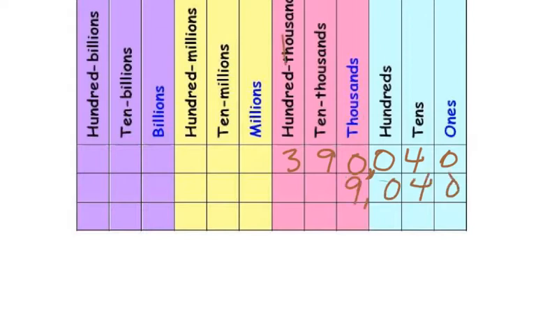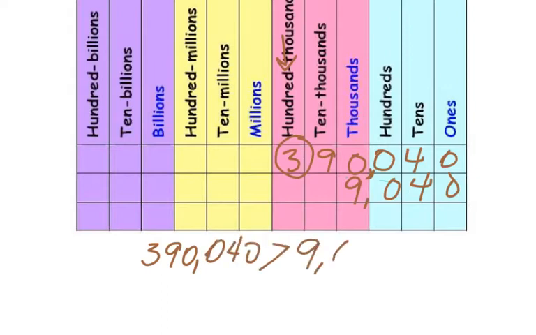Okay, I started at my largest place value, and that's the hundred thousands place. Only the top number has a digit there, so therefore it's automatically larger, and I can simply write 390,040 is greater than 9,040.